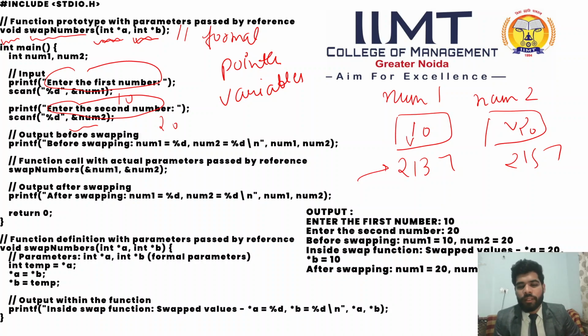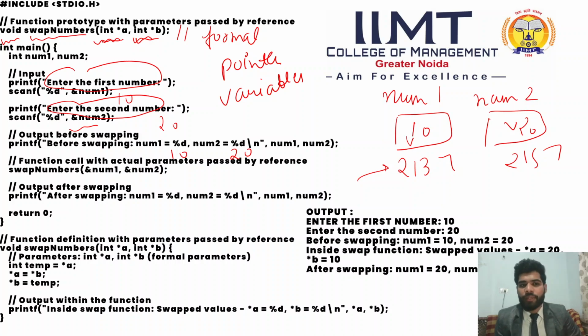After that, we are printing the result before swapping. We have written printf("Before swapping number 1 equal to %d, number 2 equal to %d", num1, num2). That is, before swapping, the result is number 1 equal to 10 and number 2 equal to 20. This is how we write the result.